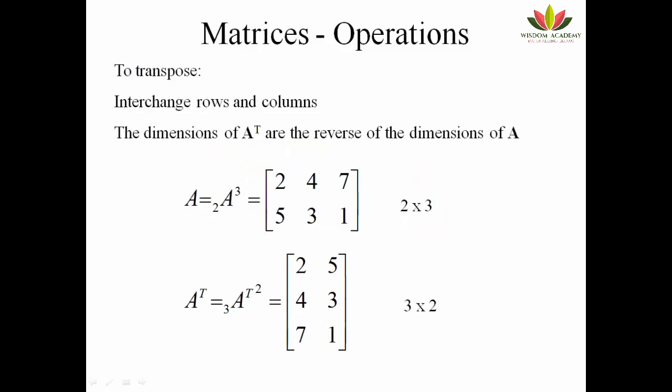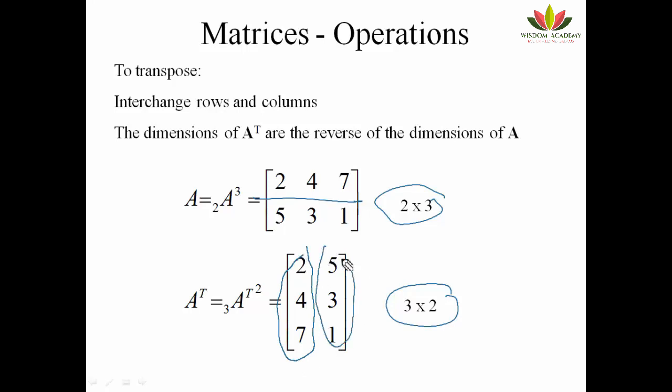Using the transpose, what will happen is the dimension of a matrix will change. So dimension of a matrix 2 cross 3 will change into 3 cross 2. That is, here I had a matrix of 2, 4, 7, 5, 3, 1. That is 2 rows and 3 columns. After transposing, how it changed is number of column became 2 and number of row became 3. Okay.